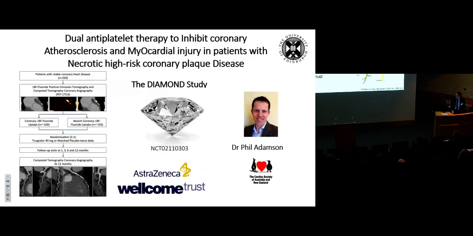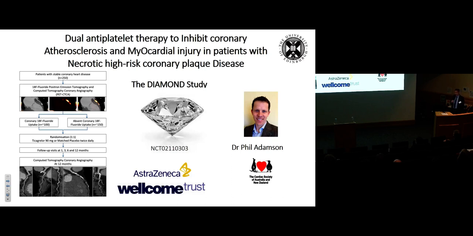What about patients with stable disease? Can the PET be of value there? So another study that Phil Adamson's doing is looking at whether we can identify hot plaques in patients who apparently have stable coronary disease and whether dual antiplatelet therapy has a role.